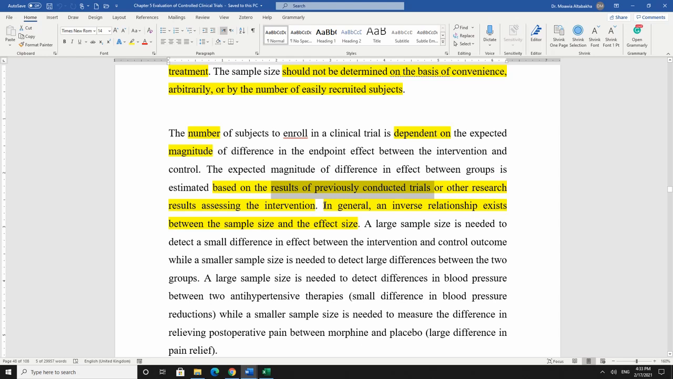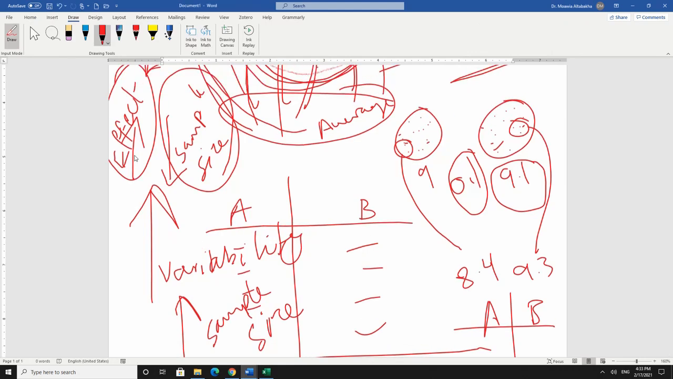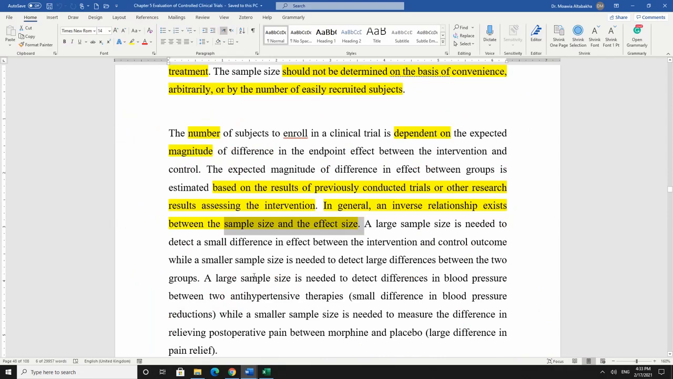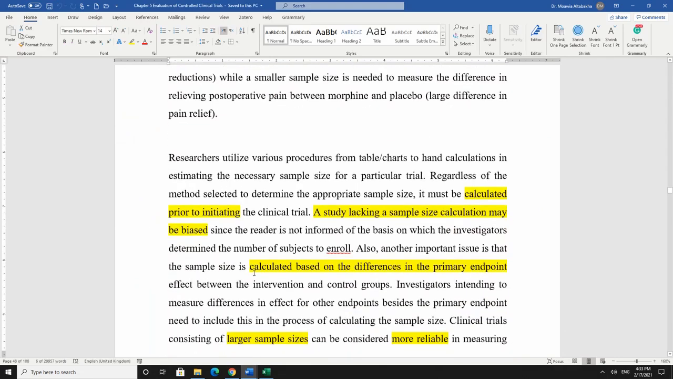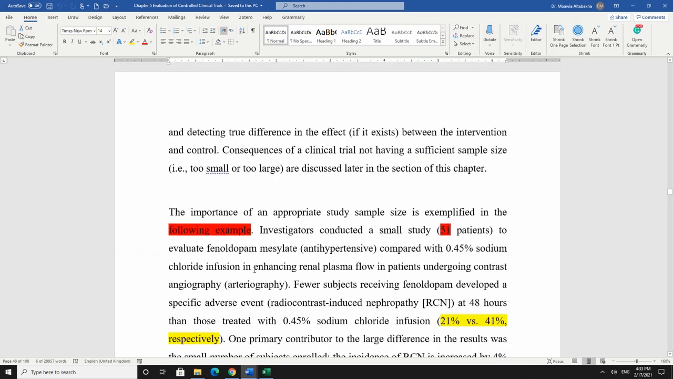And as I told you, in general, this is very important, an inverse relationship exists between the sample size and the effect size, as I told you here. Look, the higher the effect, the smaller the sample. So there is an inverse relationship.